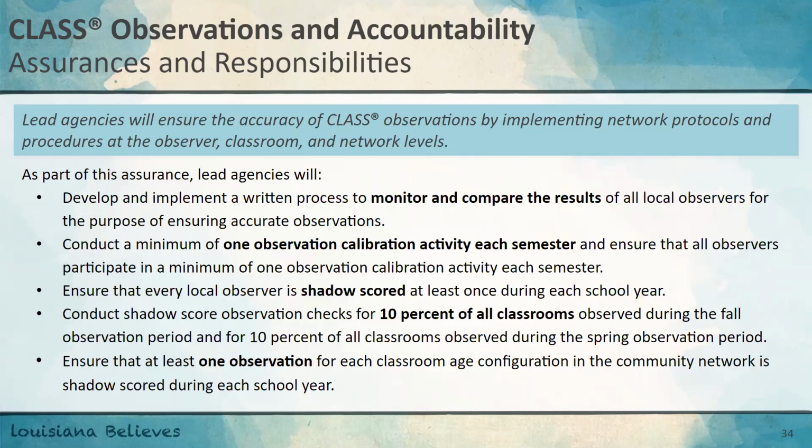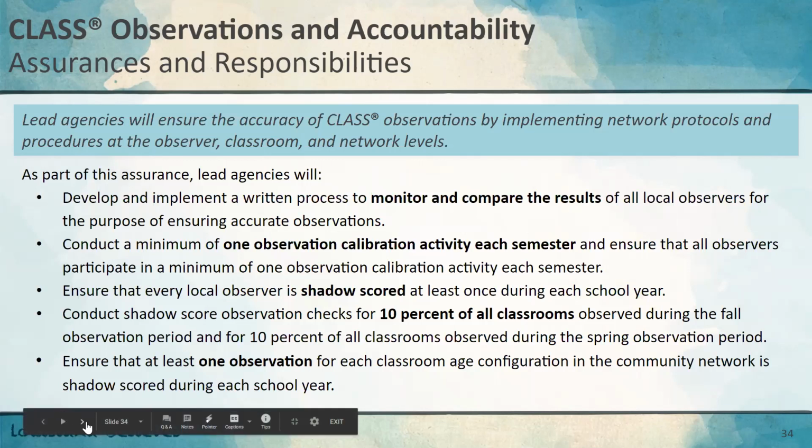And shadow scoring, for those of you who may not be familiar with that term, that is when 2 observers go into the classroom and observe, and then they compare notes and scores, and they reconcile those scores and notes at the end. And that really just helps ensure the reliability of these local observations. Any questions about any of that?